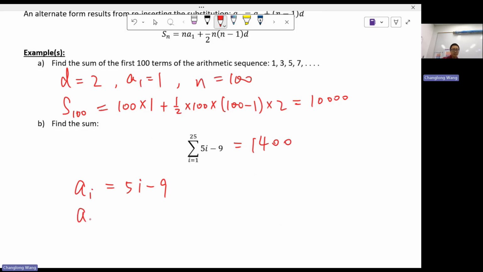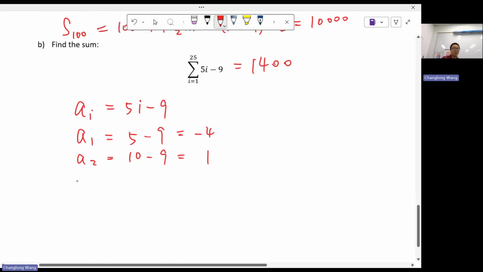So if you want, take maybe a sub 1. That'll be 5 minus 9, which is -4, right? And a sub 2, that is 10 minus 9, so you get 1. Now, you know what? Just to be safe, I'll do 3 terms. That'll be 15 minus 9, so that's 6. You do see that it has been going up by 5 units every time. That seems arithmetic. You know what? That work is not going to be wasted.